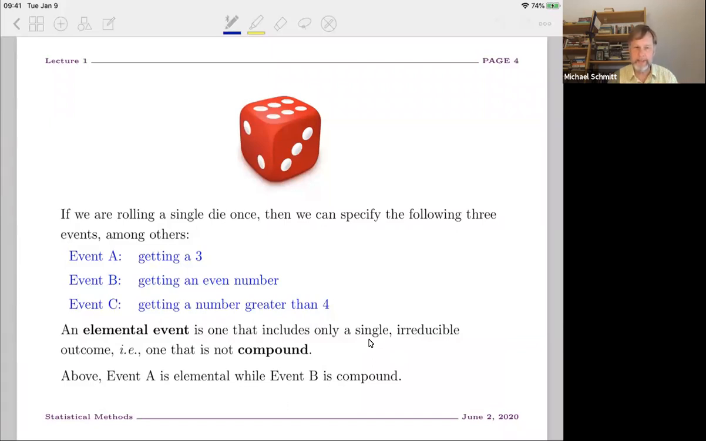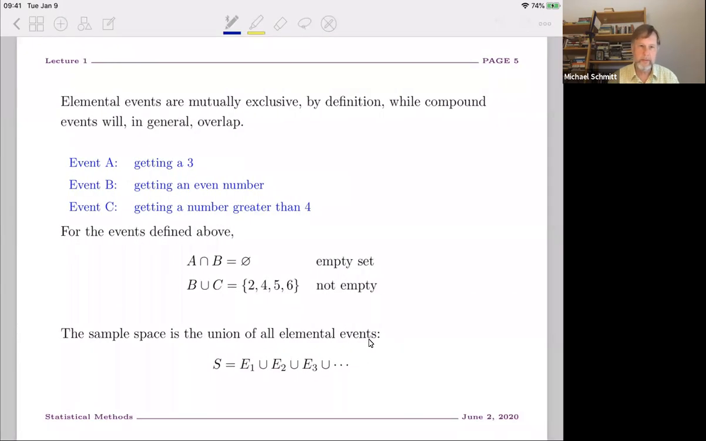So obviously event A is an example of an elemental event. A compound event is one that consists of 2 or more elemental events, and so events B and C are examples of that. Now, elemental events are mutually exclusive by definition, while compound events will in general overlap.